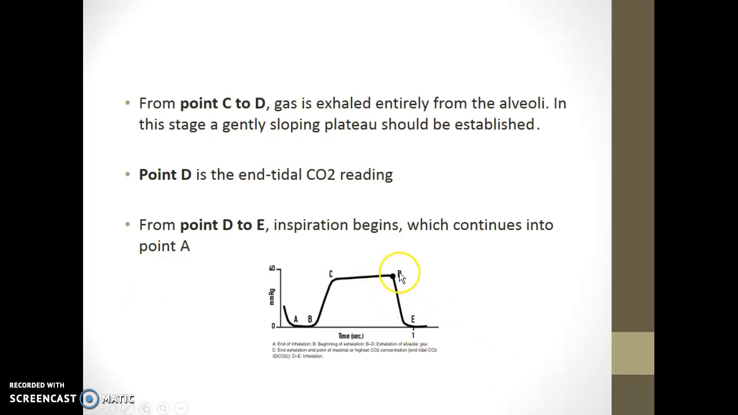And then from D to E, we start to inspire again. And that will continue all the way again until point A. So again, A, we're starting to end our inspiration. B, we're only expiring gas from dead space. B to C, we have a mixture of dead space and alveolar gas. C to D is just gas that's being exhaled from the alveoli. Again, D is our end tidal CO2 reading. And then D to E, we start to inspire again.